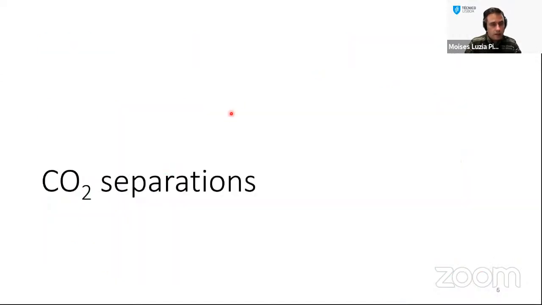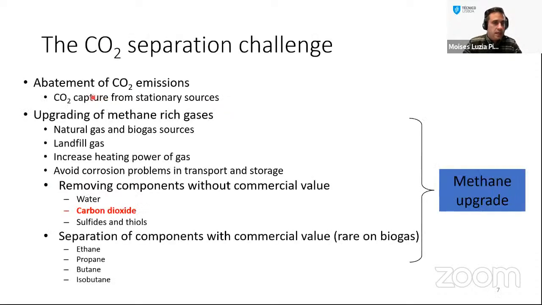So I will start just by talking a little bit about CO2 separations. And CO2 separations, we can look at it with two different perspectives. One of them is the one that I would say many people, and also the society, are now looking for. So we need to reduce the emissions of CO2. So CO2 capture from stationary sources is one approach. But there are also other perspectives that are very important. For instance, for upgrading methane-rich gases, we need, in this case, to remove CO2 from natural gas or landfill gas, also biogas sources.